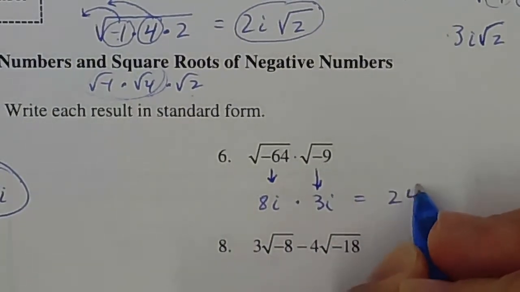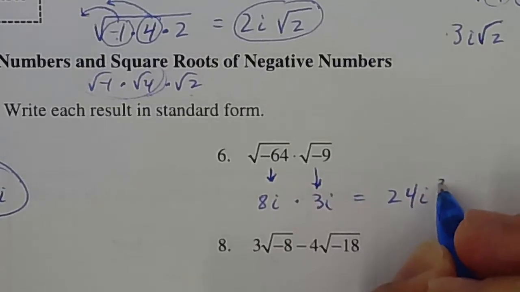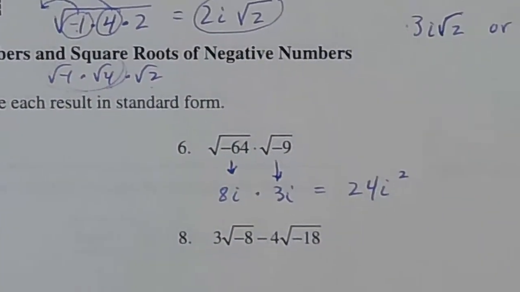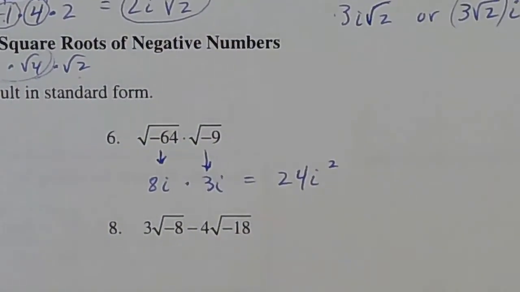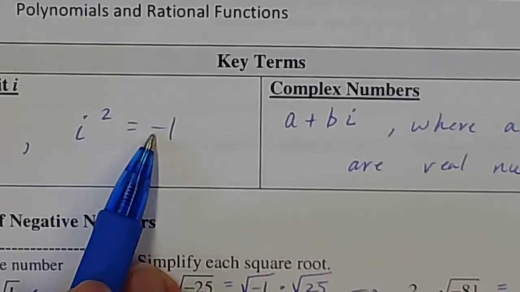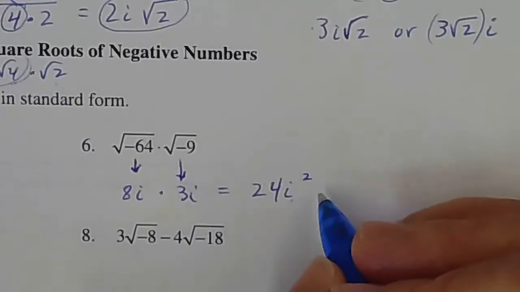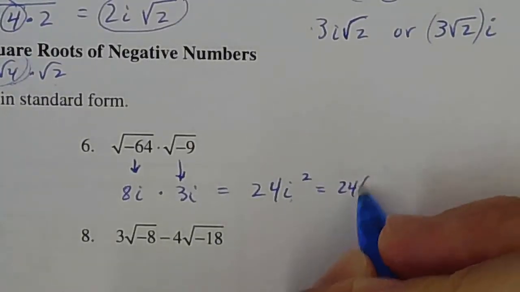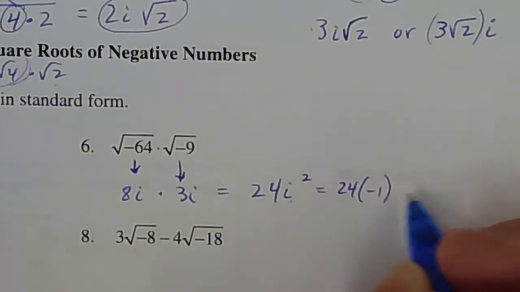And now that gives me 24i squared. Okay, one last step. Whenever you're going to see i squared, you're going to replace that with negative 1. Okay? So 24 times the negative 1.